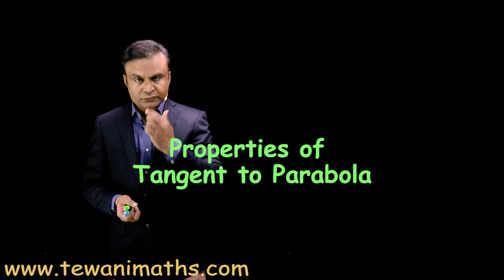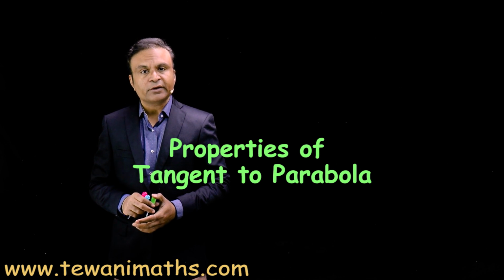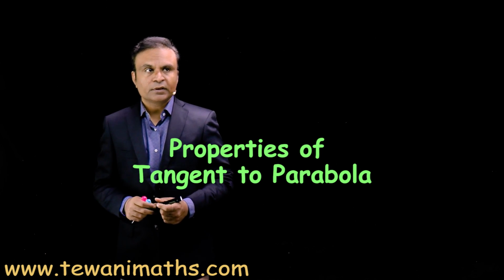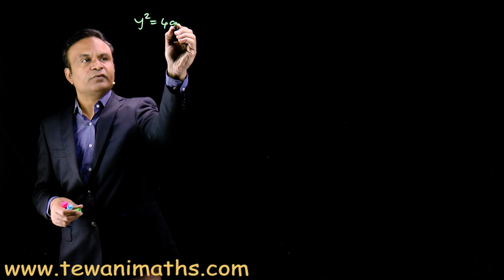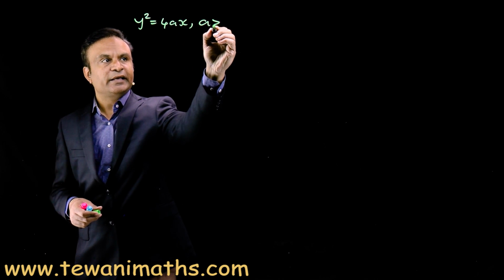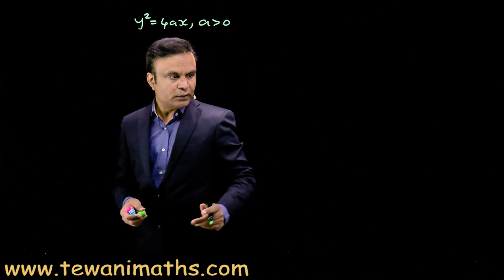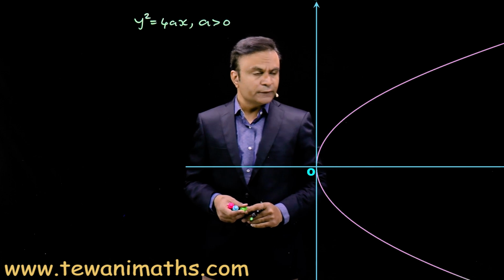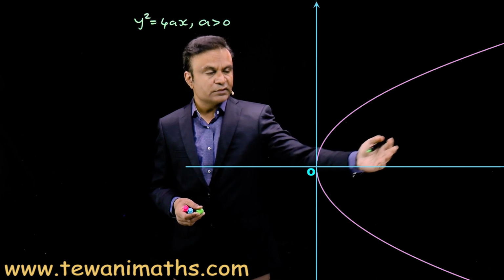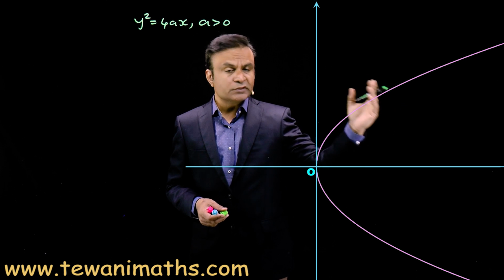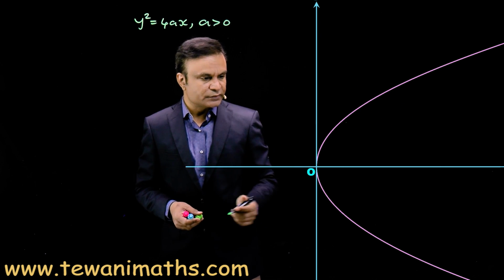Hello students, in this video we will discuss one interesting property of tangent of parabola. For that I consider one standard equation of parabola y square is equal to 4ax where a is greater than 0. This is the graph of the parabola. It is concave towards right hand side. It opens towards positive direction of x-axis.